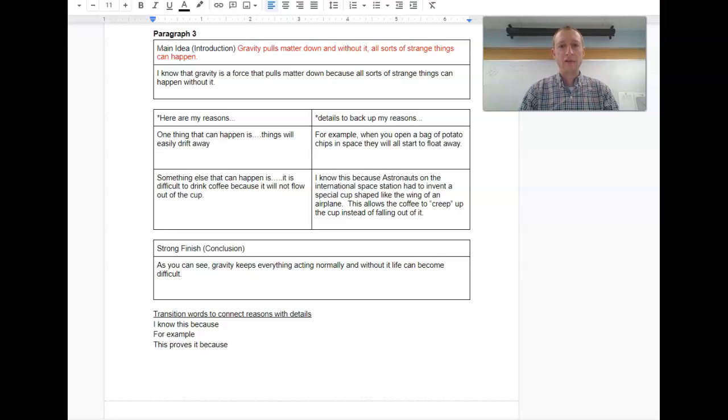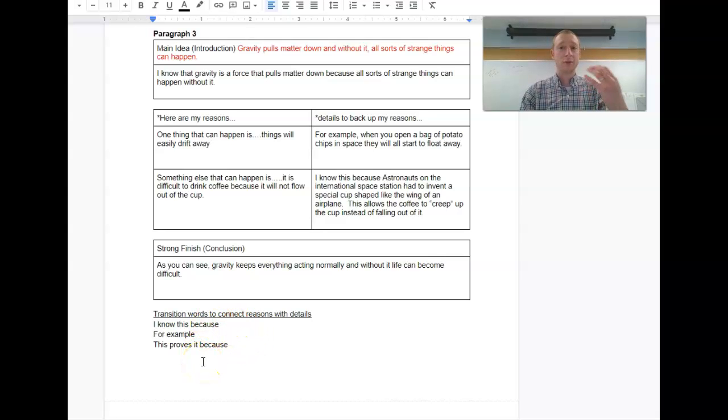Now that you have completed your graphic organizer for your 3 paragraphs, we're going to take that graphic organizer and use it to write our paragraphs. And I'm going to demonstrate how to do that in this video. We're going to look at how to take all the different parts of the graphic organizer and put them together in a paragraph using transition words, right?